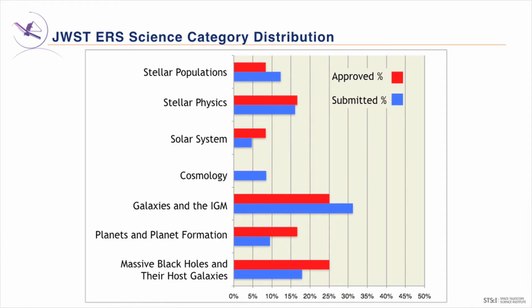The one glaring exception there is cosmology, and it's not that we're not doing cosmology with this telescope in the early release science program, it's just that many of the cosmological types of investigations were classified under the galaxies and high redshift portion of this plot. So I think there's a good distribution in scientific categories as well.